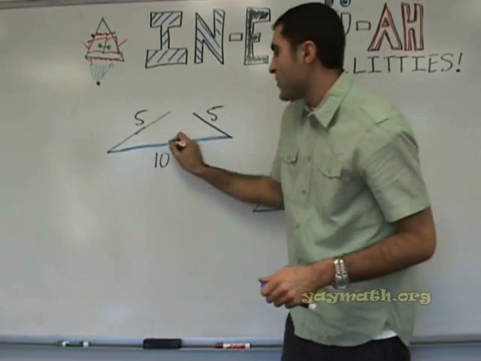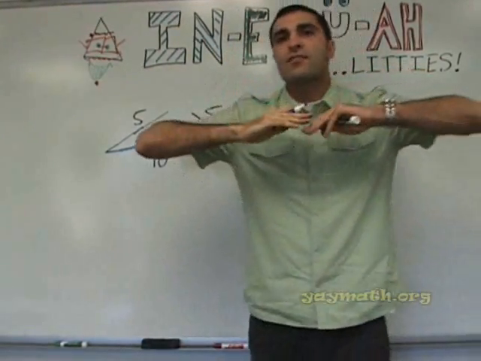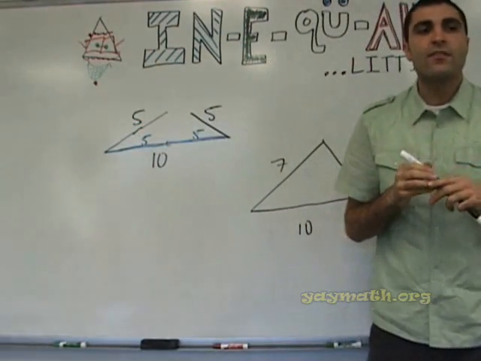That's the only way, which is not a triangle, right? So this is a 5 and this is a 5. That's the only way they can touch. So that can't make a triangle. Does that make sense? Questions now?